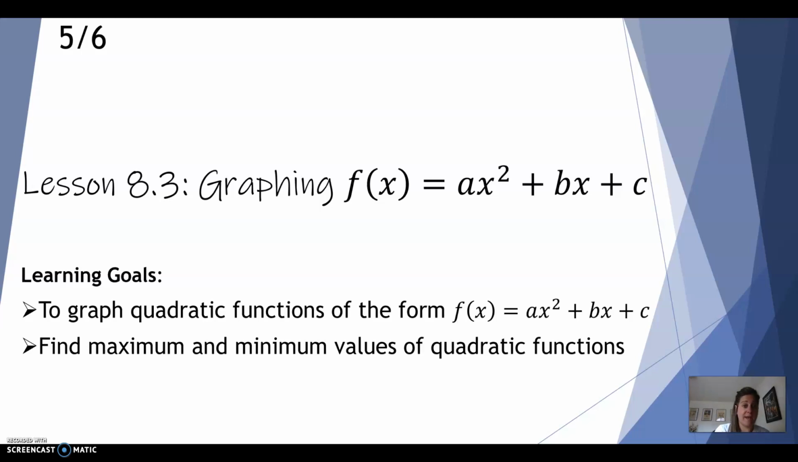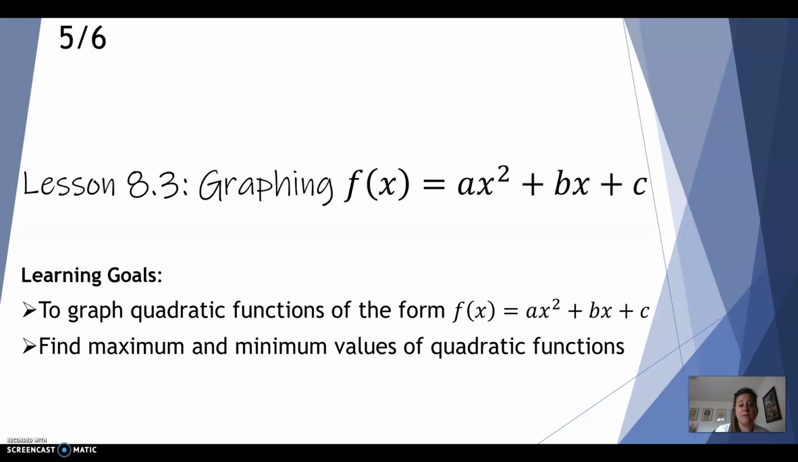This is the last lesson of chapter 8, and honestly I think it's the easiest one because it does not involve any graphing whatsoever. You've been graphing a lot for the past few days, but as you can see from the title, you're going to be graphing f of x equals ax squared plus bx plus c. That should look very familiar to you because that is a quadratic function.